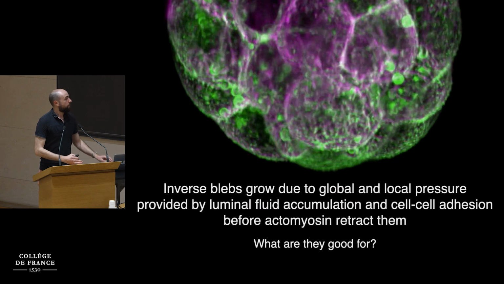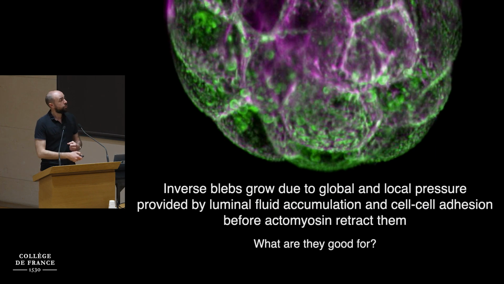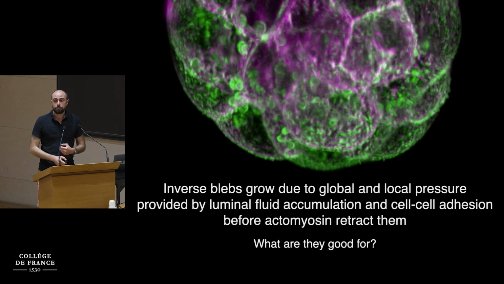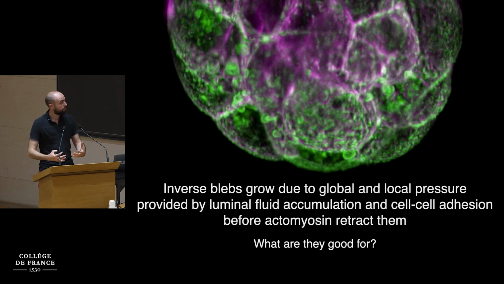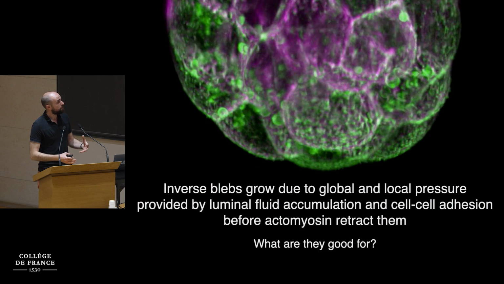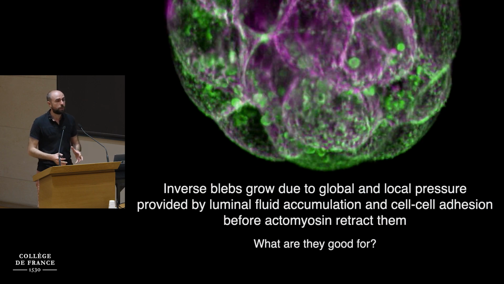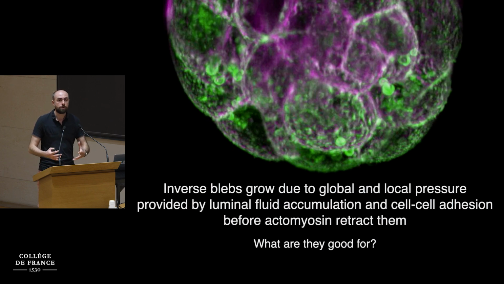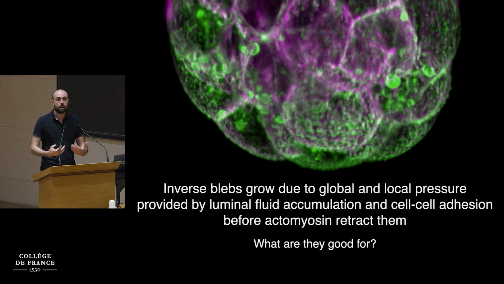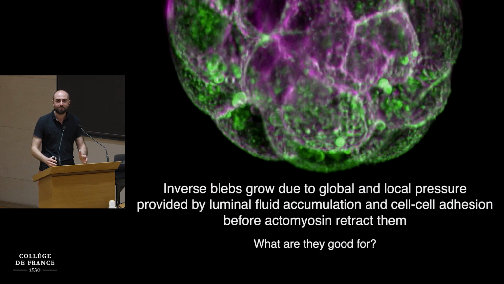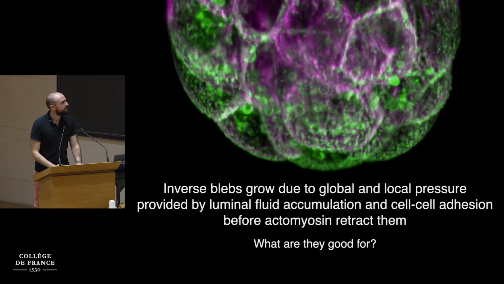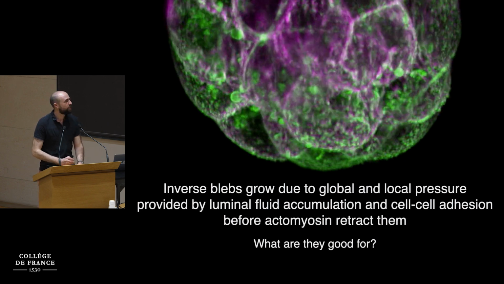So to conclude, we think that those inverse blebs grow due to a global increase in pressure, that is the accumulation of fluid, but then we have this local confiner, which is also important, and then they're retracted by actomyosin. And so we think now we understand a bit better how those protrusions are growing and retracting, but what do they do? What are they good for? So this is where it gets a bit trickier, but we have a good idea.